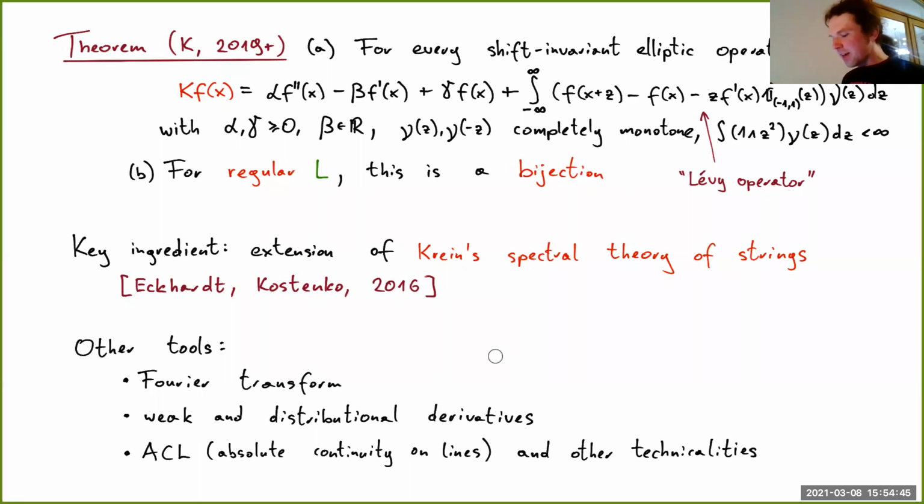So the key ingredient is again the result of Eckert and Kostienko, but here we use Fourier transformation in the x variable, and the framework is pretty straightforward here. You just need to define your solutions very carefully. So you need to speak very carefully about weak and distributional derivatives, use certain fancy properties like absolute continuity on lines, and a lot of other technical details. So as I said, the path is clear. You just need to make your way through it. And once you do that, you get the desired result.